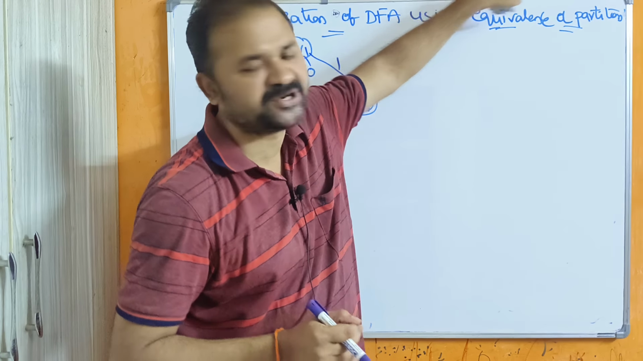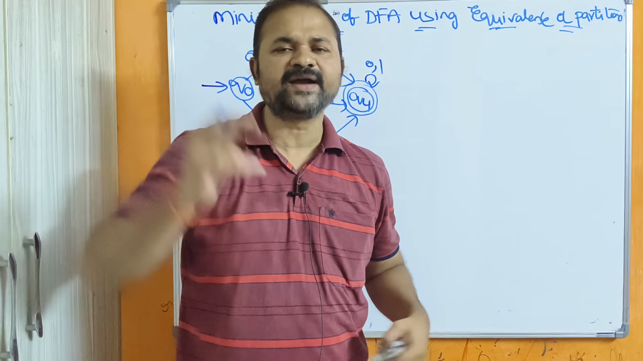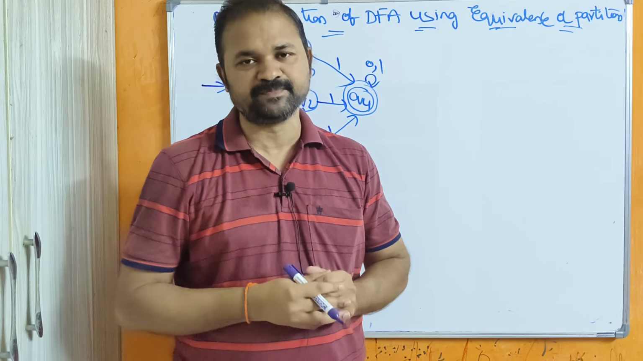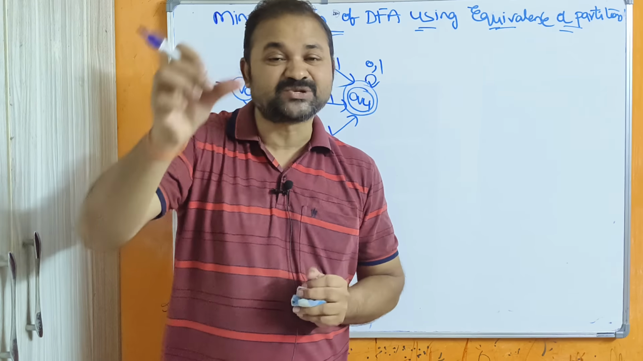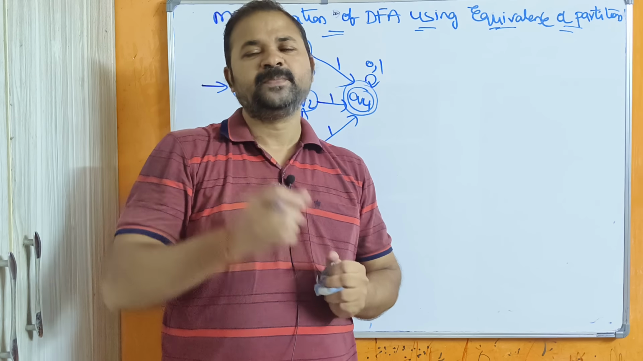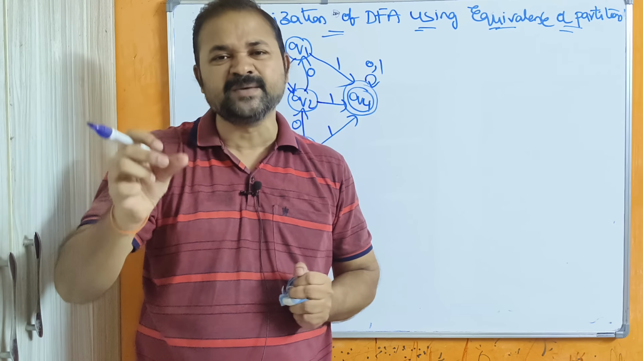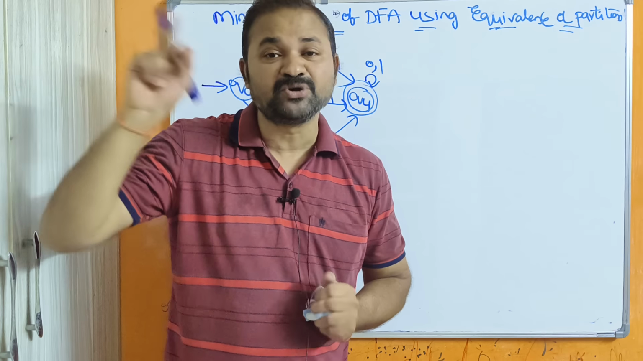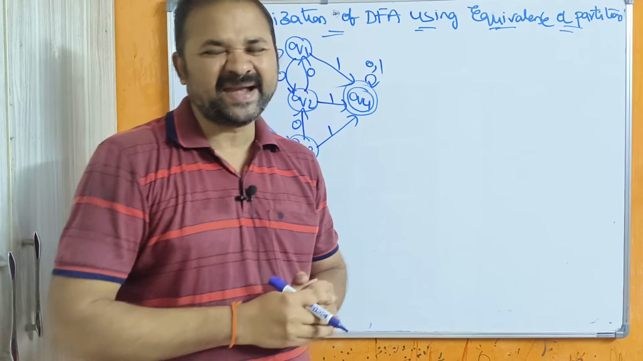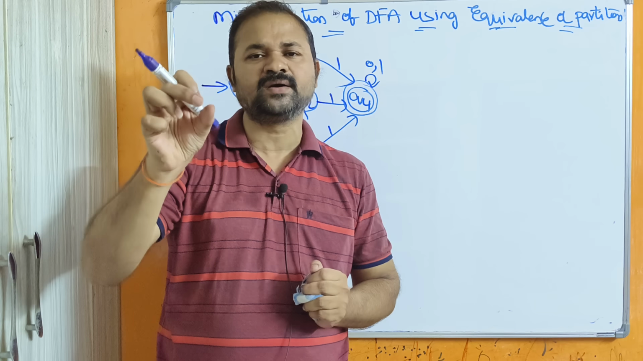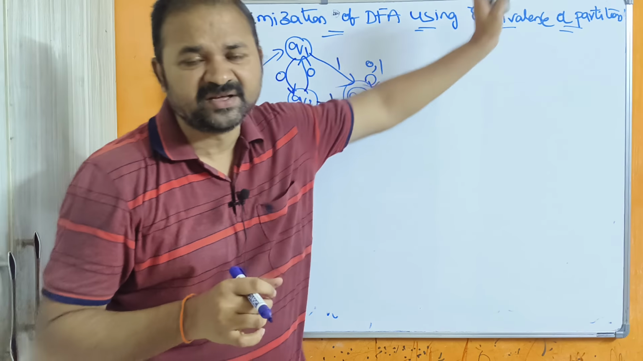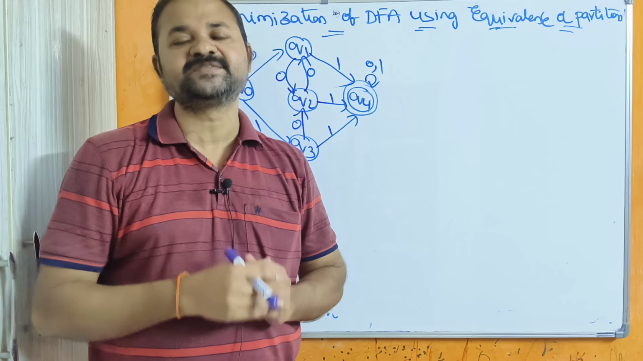or partition method only. We have one more algorithm called the table filling method or Myhill-Nerode theorem. If the question is exclusively given to minimize the DFA using the Myhill-Nerode theorem or table filling method, then only we have to use the second approach. So by default, if the question is given on minimization of DFA, then we have to minimize the DFA with the help of the equivalence method only.